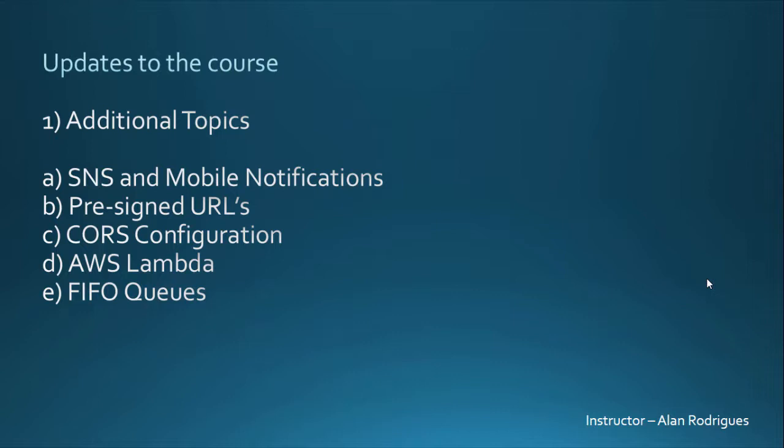So for example, I've added topics recently on SNS and mobile notifications, how you can use pre-signed URLs, what CORS is and how you configure CORS in the Simple Storage Service, what is AWS Lambda, and how you can use FIFO queues. And I keep on updating the chapters. So this is just a subset of the chapters which I keep on updating in the course every now and then. And whenever I update the course, I ensure that I send a notification to the students of the course on the new chapters, or if there are any modifications to the existing chapters in the course.